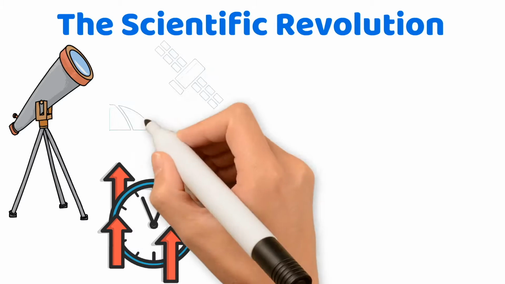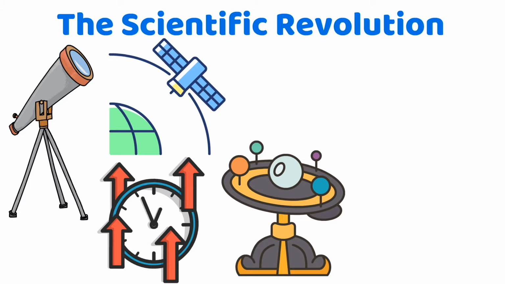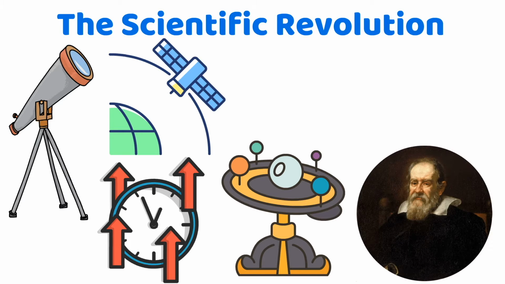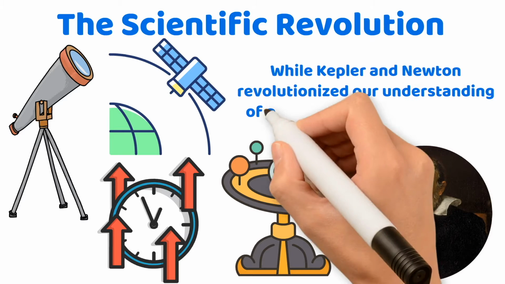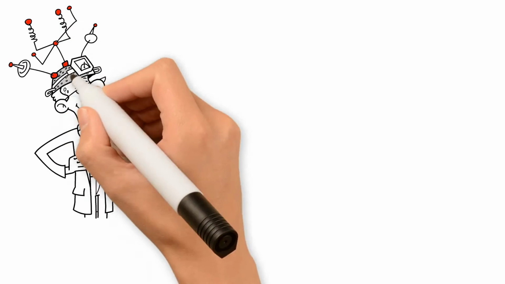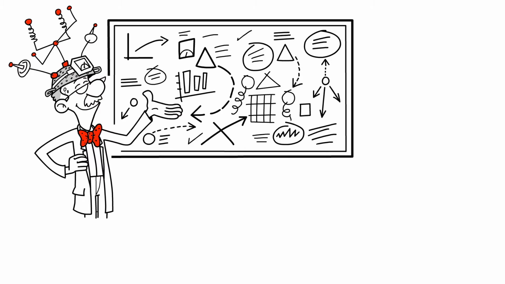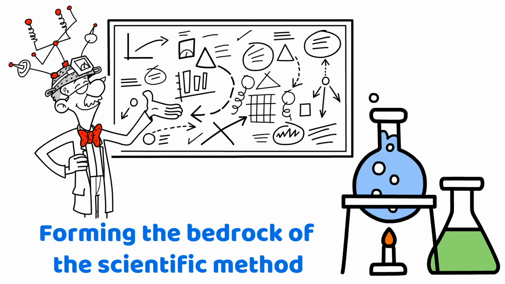This era challenged the geocentric view of the universe with Copernicus's heliocentric model. Figures like Galileo supported this with telescopic observations, while Kepler and Newton revolutionized our understanding of planetary motion and gravity. This period was not just about new theories, but marked a shift towards empirical evidence and systematic experimentation, forming the bedrock of the scientific method.